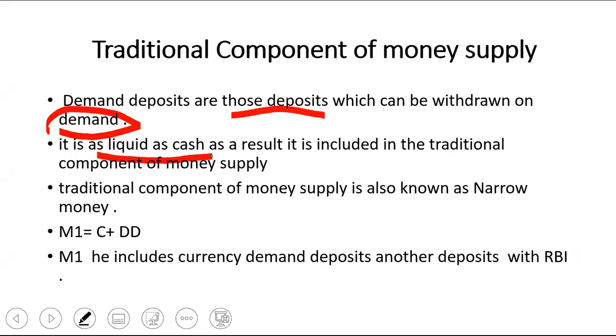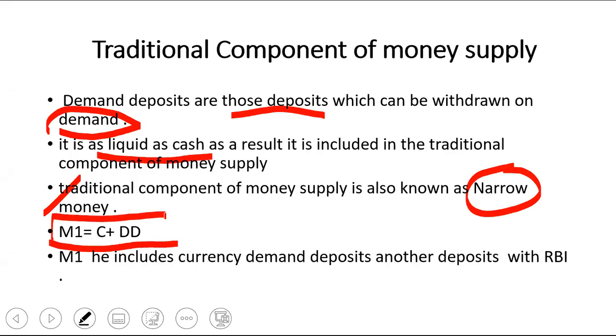So traditional component of money supply is known as narrow money. So this is equivalent to M1 is equal to C plus DD. M1 is equivalent to C plus DD. What is C, children? C stands for what? Cash. Currency. C stands for cash or currency. DD stands for demand deposits. Is it clear to you? Put it in the chat box.